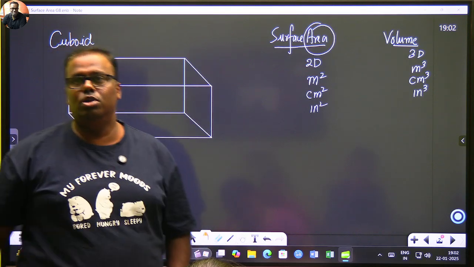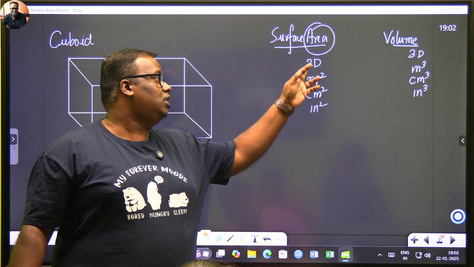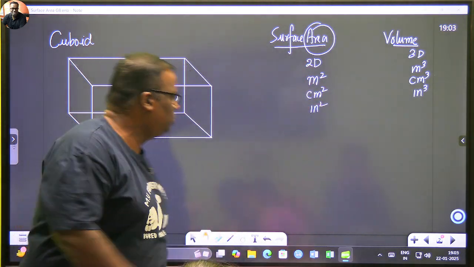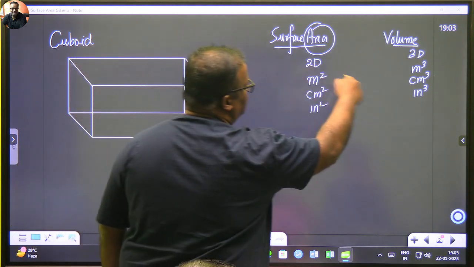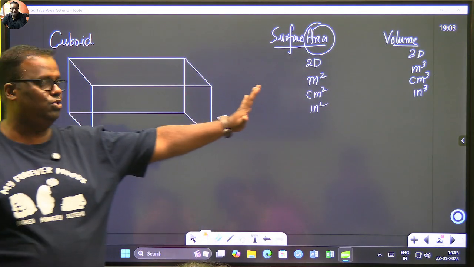Okay, Yug, all okay? Yes, okay. Areas will always end in meter square, centimeter square, inch square. Inch we do not do. We'll do more on meters and centimeters. Volume will be ending on cubes. That is the first thing that you should know.